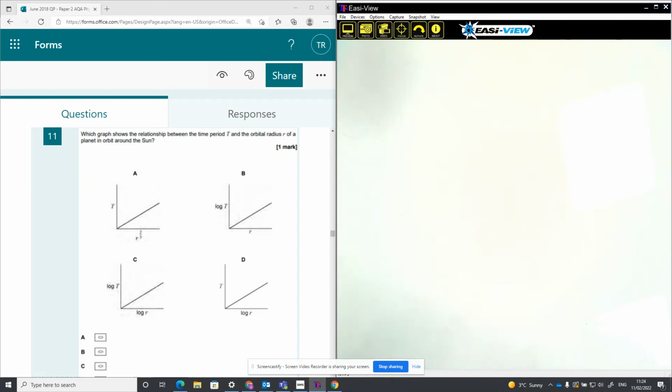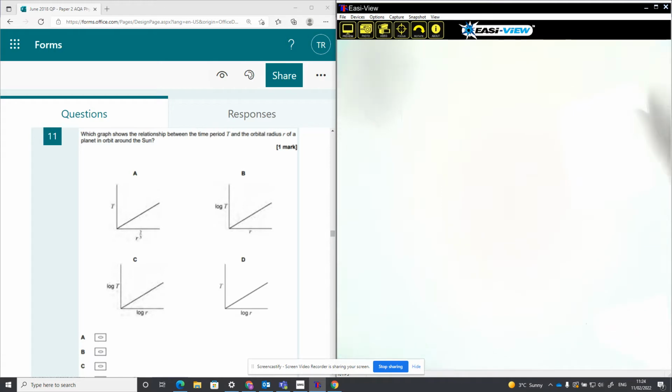This question is about orbital time period and the relationship between orbital radius and the time period of the orbit. So if we look at this, we can see we've got some graphs for T against r, a variety of functions of T against r, and we're asked to indicate which one we think is correct.